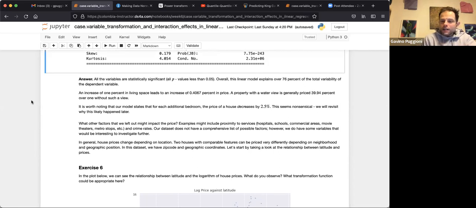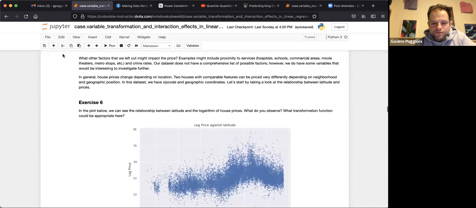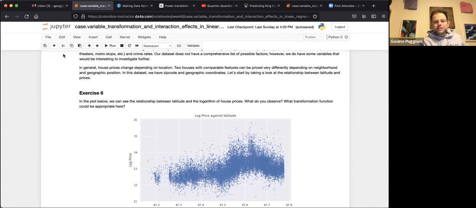All right, so now let's investigate the relationship between latitude and the log of house prices. So we say, well, let's play with our geographic type of variables. And we have the following here. What do you observe? And what do you think an appropriate transformation could be?